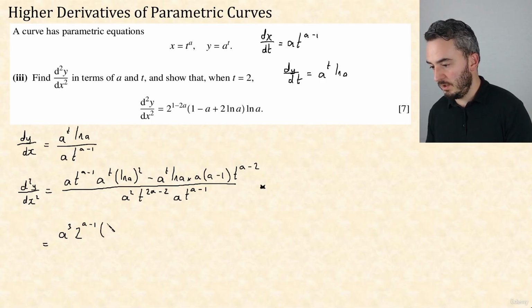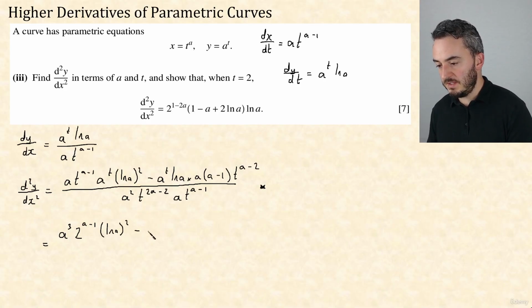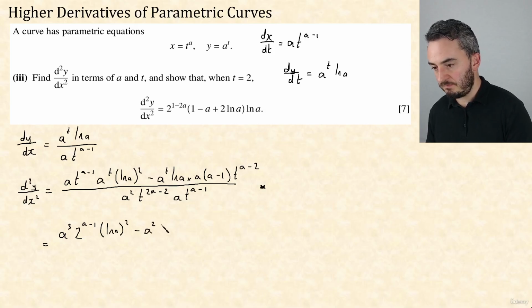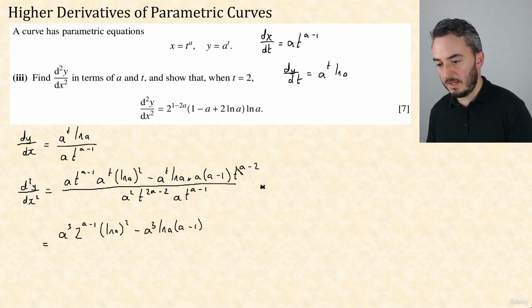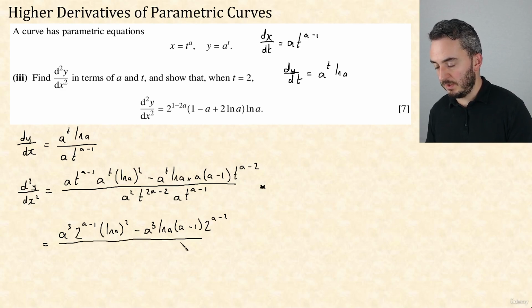Then I've got ln a squared. Now I've got a squared here. I've got ln a. Oh, I've got another a there, so that's a cubed. Then I've got ln a. Then I've got a minus 1 and 2 to the power of a minus 2. All of that over a squared times a is a cubed. Great, the a cubes are going to cancel, that's good.